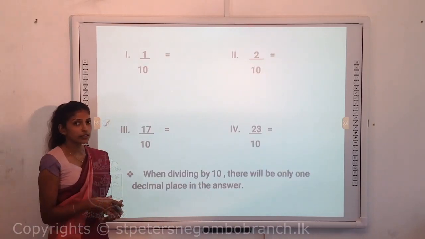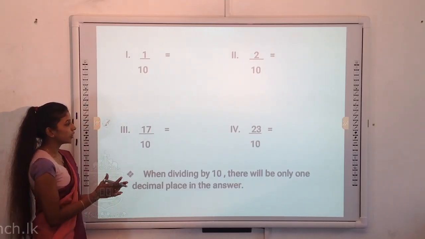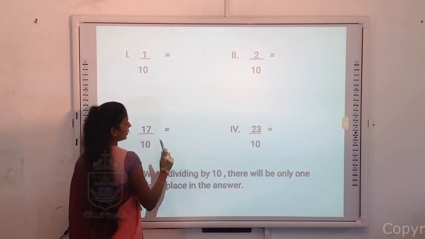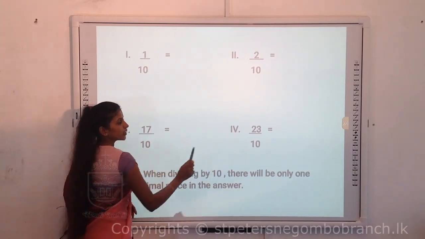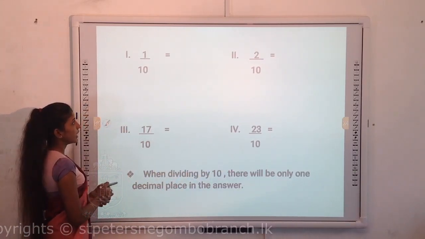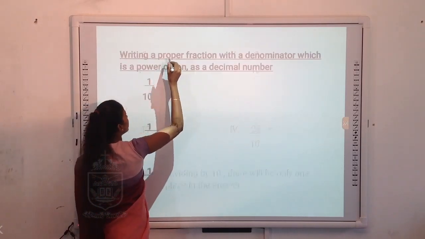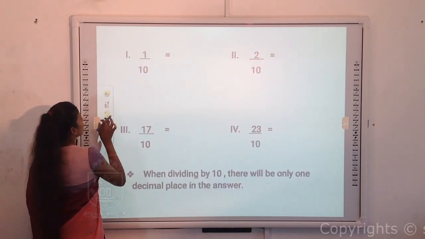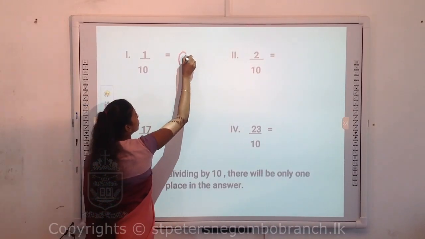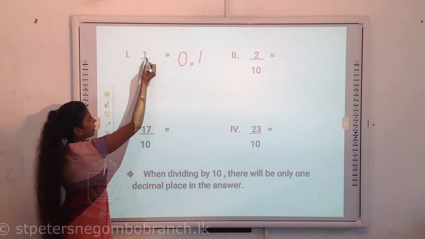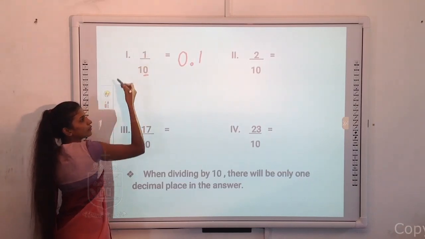Okay, so let's do some calculations based on that. I have taken some fractions here. Now you can see powers of 10 are taken as the denominator: 10, here also 10, 10, 10. In the previous slide, we took 1 over 10 as 0.1. You had 1 zero in the denominator, 1 place, so you take it as 0.1.